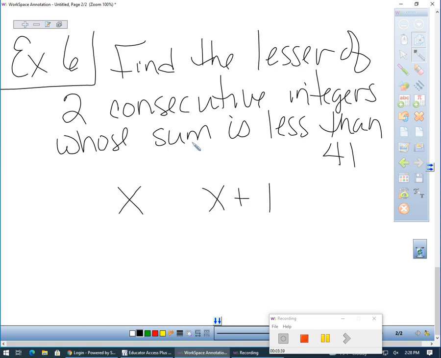And then it says their sum. So what am I going to do? Add them. Is less than. Whoops, no, just less than, my bad. Is less than 41. Okay? Consecutive means in a row. So if the first one's x, the second one has to be x plus 1. All right? Any questions? Nope?